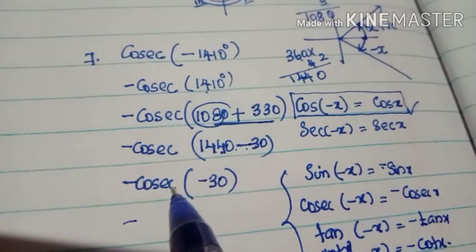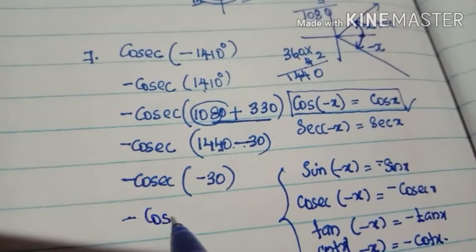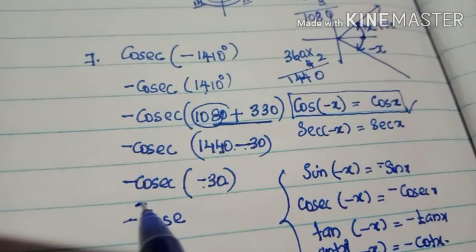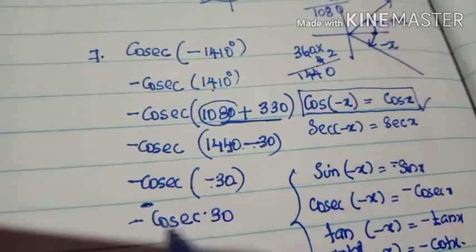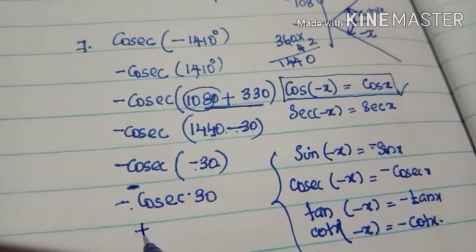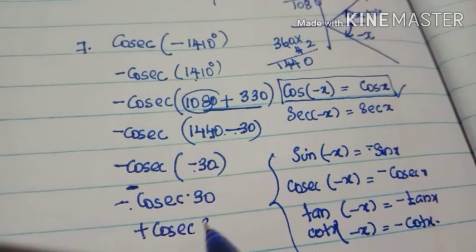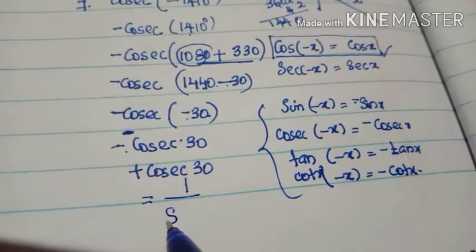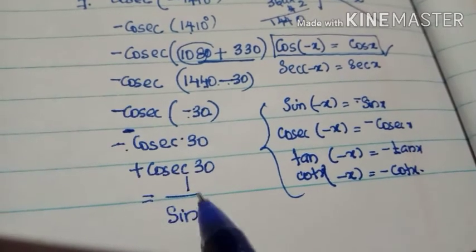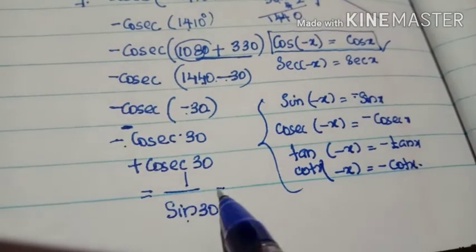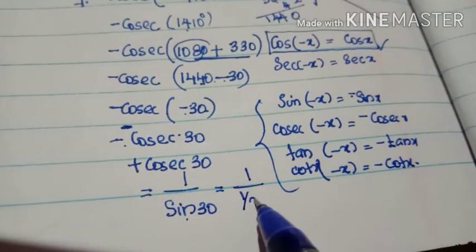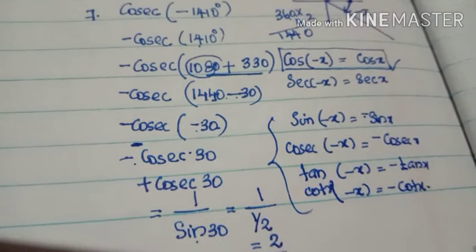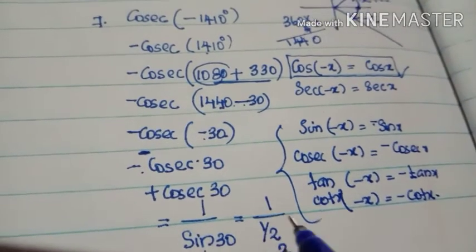Again, minus cosec minus 30. What is cosec minus 30? It is minus cosec 30. So minus into minus becomes plus. Plus cosec 30. What's the value of cosec 30? Cosec is reciprocal of sine. So this can be written as 1 by sine 30. And sine 30 is 1 by 2. So the answer is 2. Now again you have to check whether it is plus or minus.